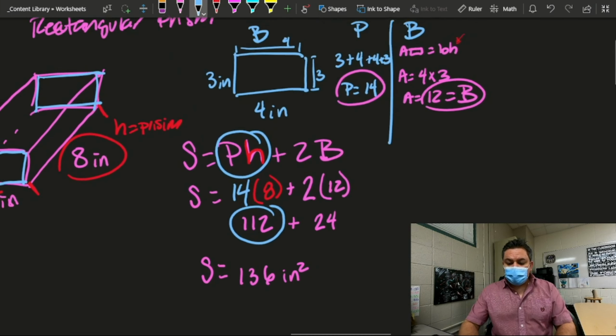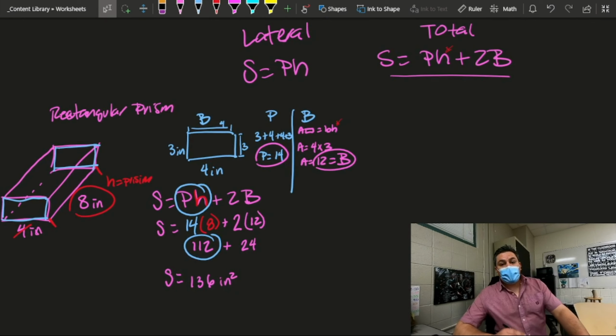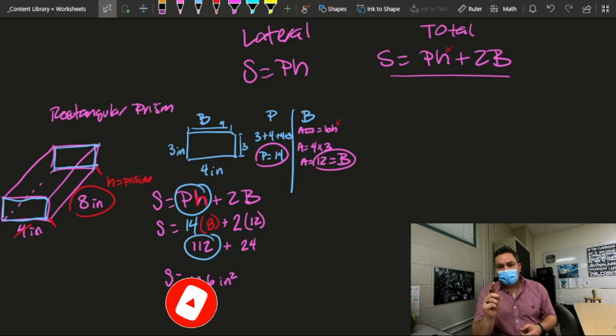So I'm going to stop this video right here. And in the next video, I'm going to do the same thing, but I'm going to do it with a triangular prism. It's very similar, but there's one difference in it.